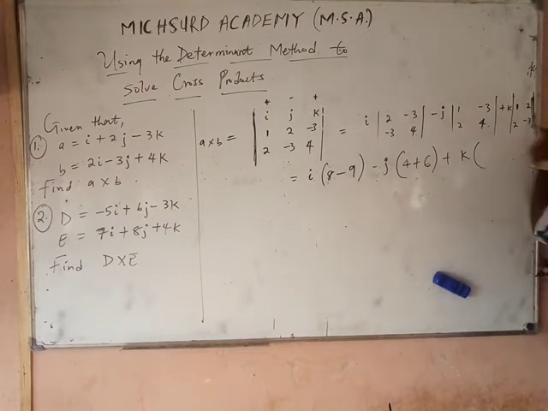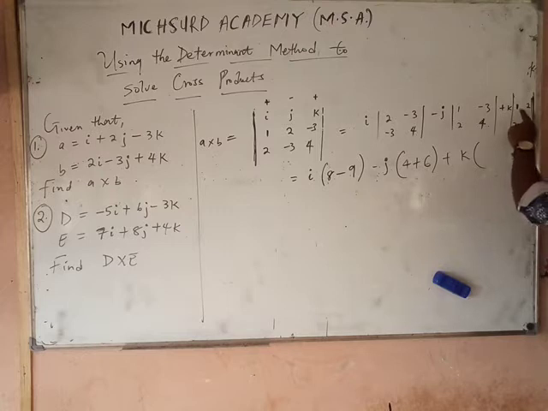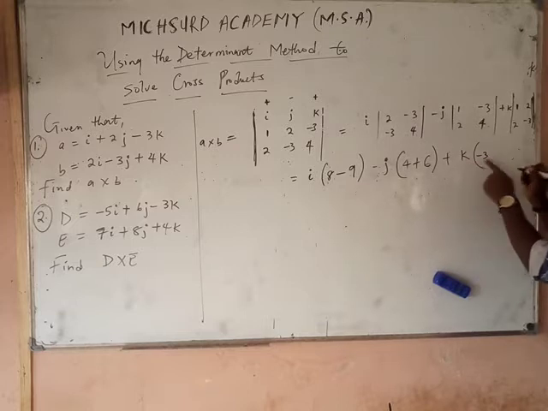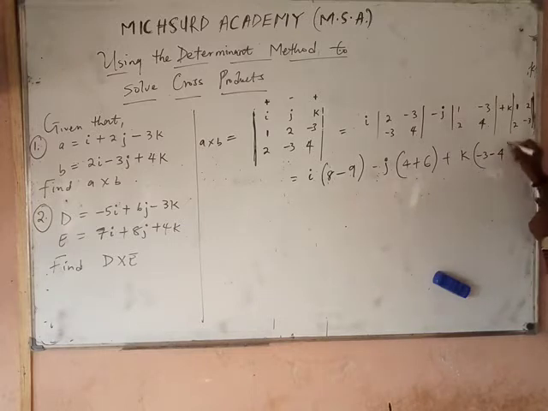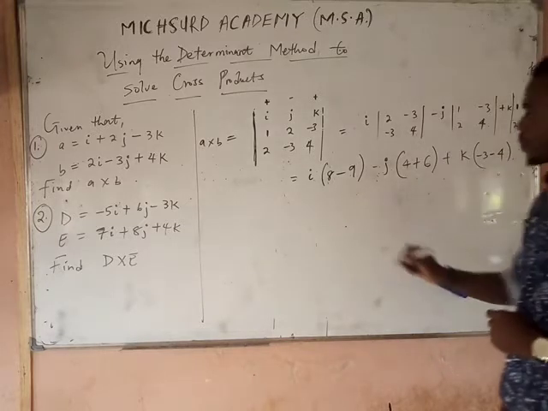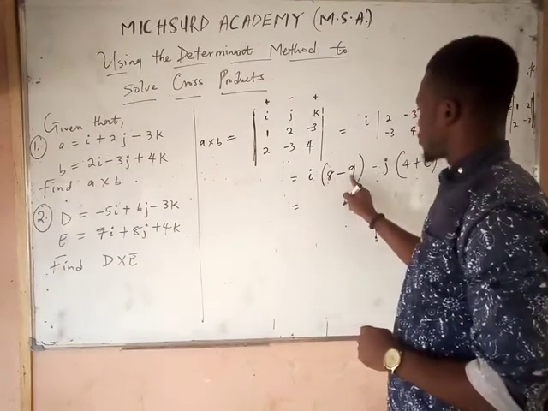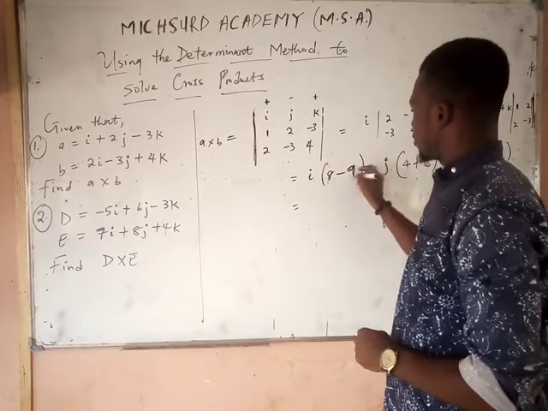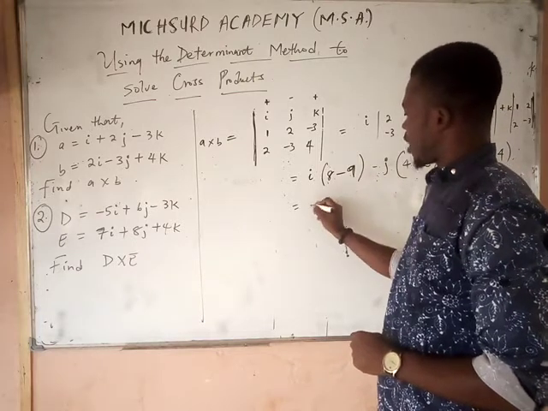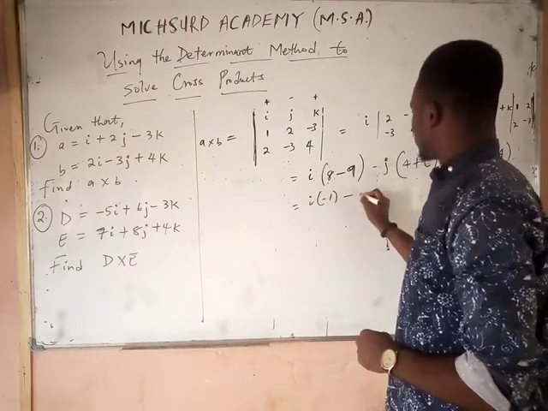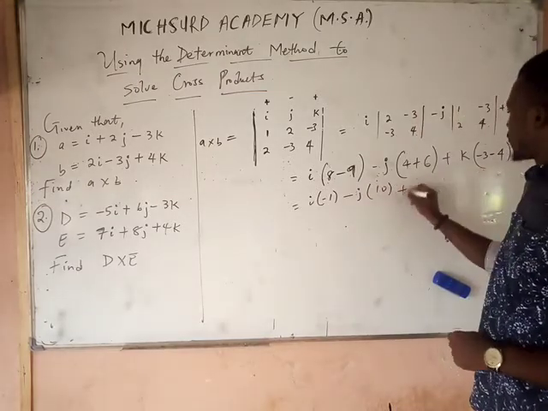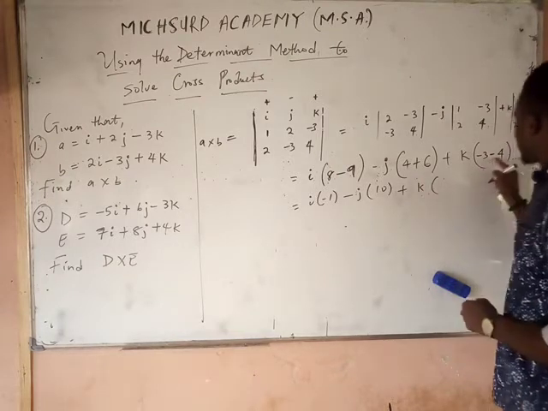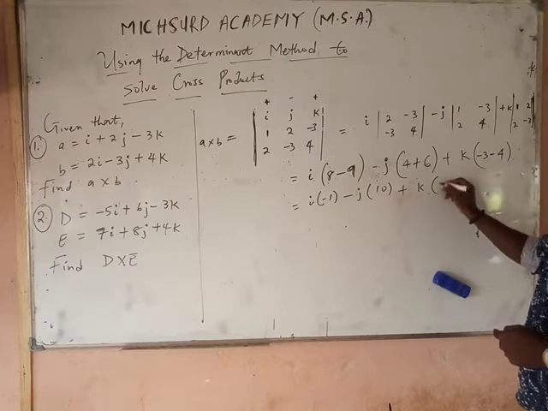Okay, so for k, we have 1 we multiply minus 3, we have minus 3. Then we subtract 2 we multiply 2, we have 4, right? Good. So here will be 8 minus 9, which will give us minus 1. So we have minus 1 i, then 4 plus 6 is 10 j, and we have plus k, minus 3 minus 4 will give us minus what?